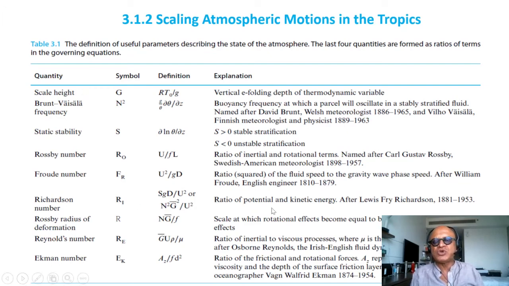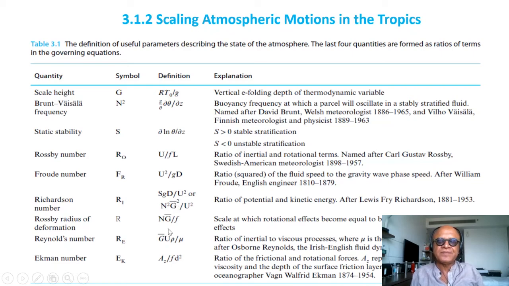Richardson number is the ratio of potential and kinetic energies. We will see that even in the ocean, when you have vertical shear, for example, it represents stored potential energy, and if it tips over, then it converts into mixing and kinetic energy. So Richardson number is a critical number as well.